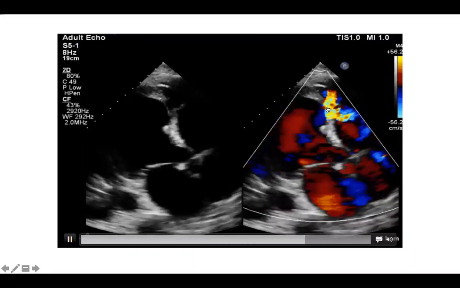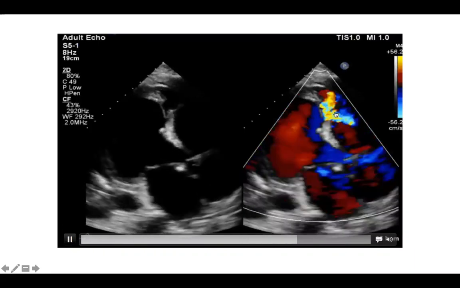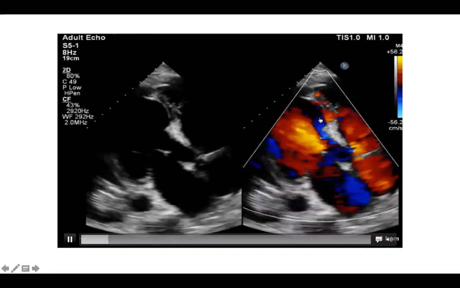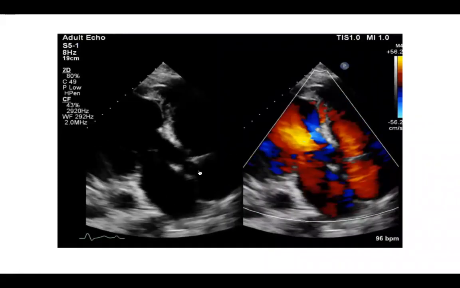Basically, if you pay attention, there is hardly any flow across. This patch does not allow the shunt, but the cardiologist reported dehiscence, and then in this case we had to do an MRI, and the MRI confirmed there is no shunt basically.